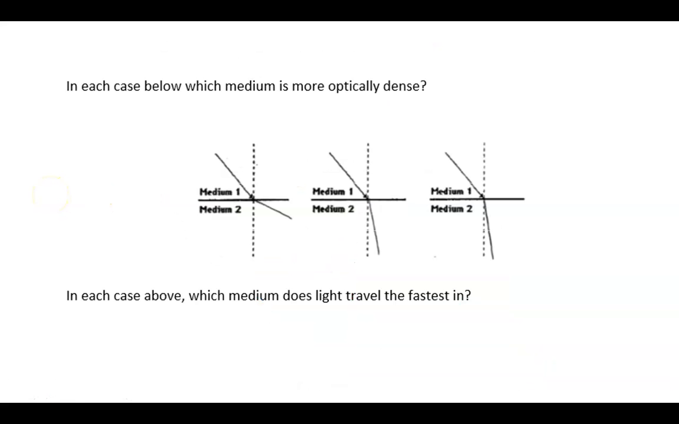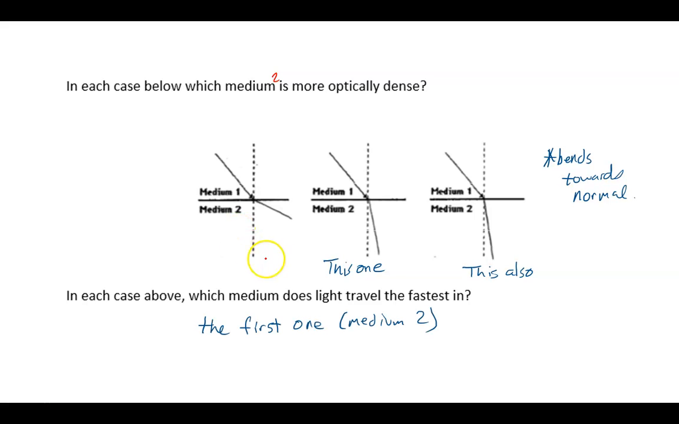So in which of these cases is medium 2 more optically dense? Well, that would be this one and this one, because they both show that it's bending towards the normal. In which case, 1, 2, or 3, does light travel fastest? Well, that would be the first one in medium 2, as this shows it pulling away from the normal. And so light is going to be traveling fastest there.